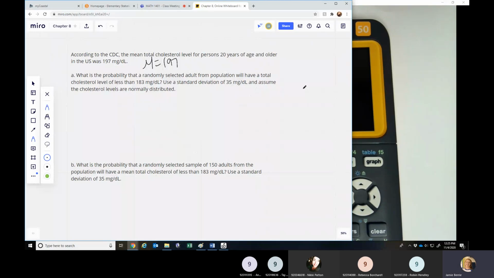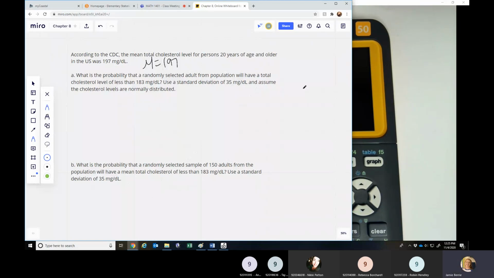Now, I want you to look at this question in part B. I'm going to read it in just a second, but go ahead and take a second to yourself and read it and see if you can identify the difference, because they use some of the same numbers. So they use this number 183. They use a standard deviation of 35. All right, so take a second and look at that question and see if you can identify the difference.